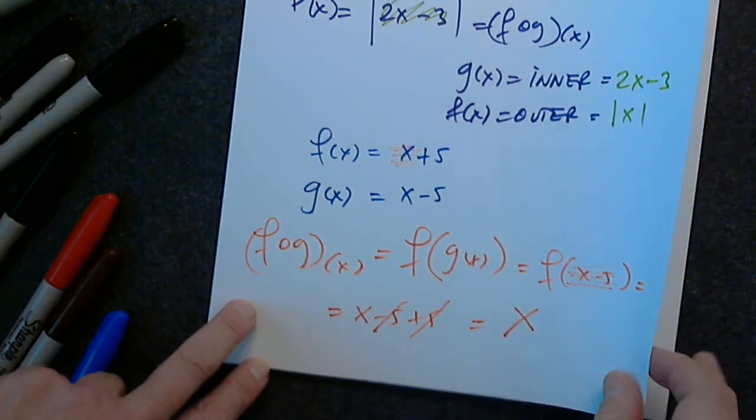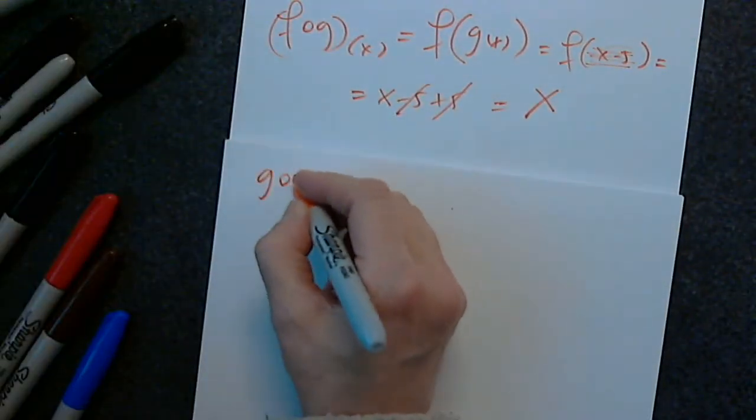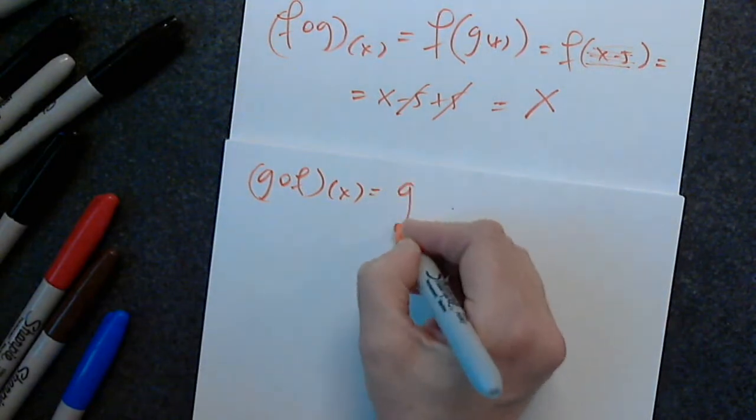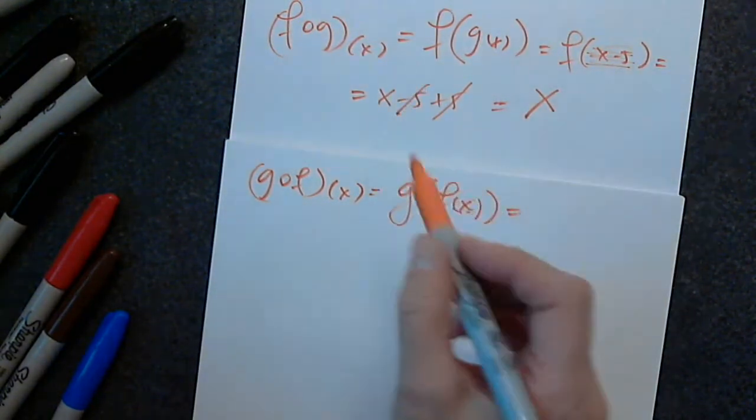I have to check the other one. We have to determine the g comp f now, which by definition is g of f of x. Now I replace f of x by x plus 5.